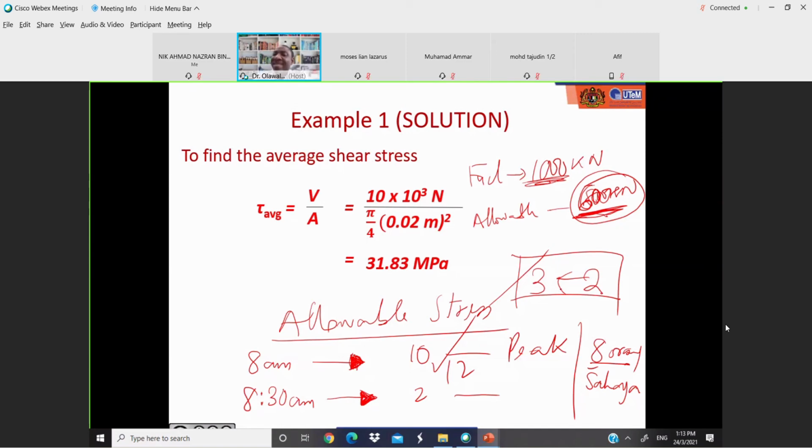Why is the car still okay to carry you? Because the 2 or 3 you put there as allowable is just allowable. The load it can carry is more than that. So I'll be looking at allowable stress very quickly.